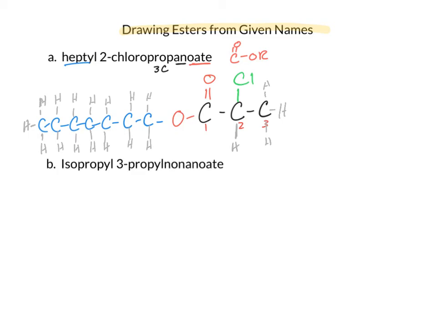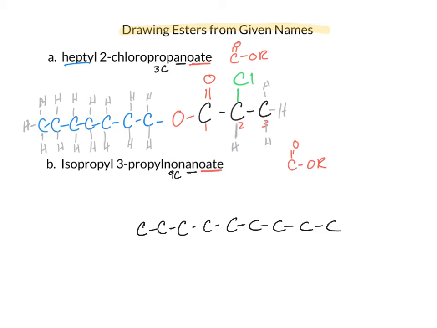Let's look at compound B, isopropyl 3-propyl nonanoate. Kind of sounds a little funny, but it's not too difficult. We look at the end first. We see that there's an ester because it ends with oate. In front of that, we're going to have "an". The "an" indicates that everything else is single bonded carbons. And then we see nona. Nona means 9. So we're going to have 9 carbons in our main chain.